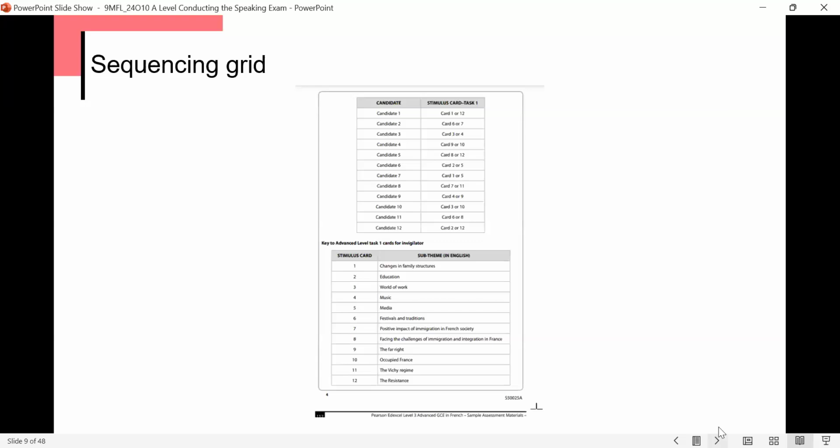So, as I mentioned, there will be a sequencing grid, and it will look very much like that. So candidate 1 could have card 1 or card 12. The examiner would say to the candidate, do you prefer changes in the family or the resistance? And then the next candidate, candidate 2, 6 or 7, do you prefer festivals and traditions or the positive impact of immigration in French society, and so on, according to the subject that you're teaching. You work through those 12 candidates, and if you've got more than 12 candidates, when you get back to candidate 13, you start again back with number 1. And you work through that list as many times as is necessary.